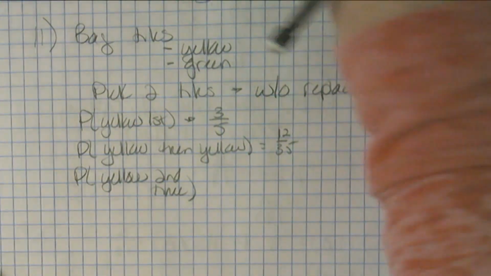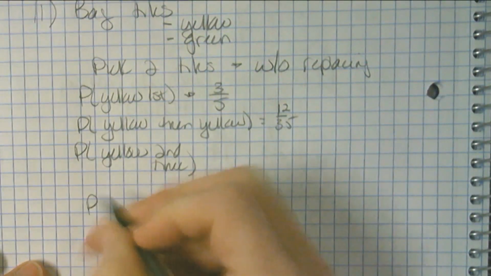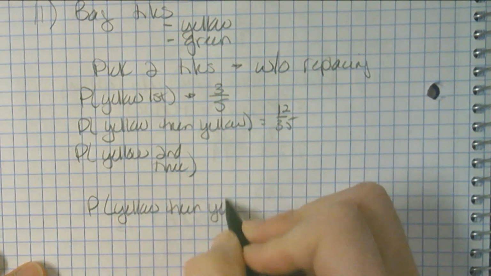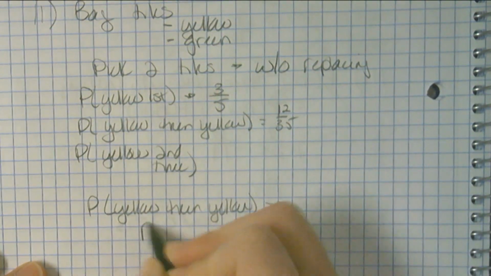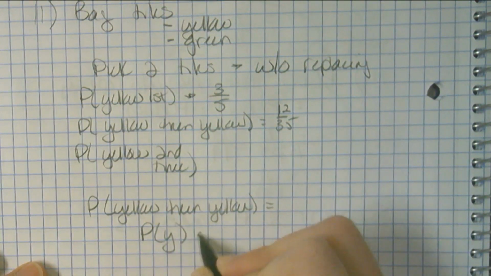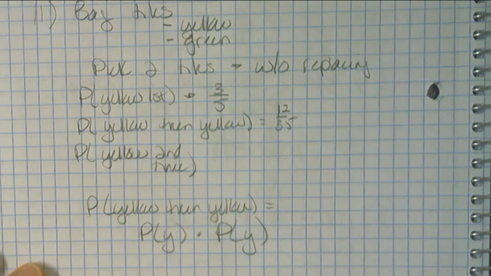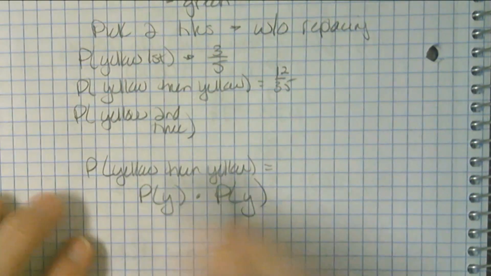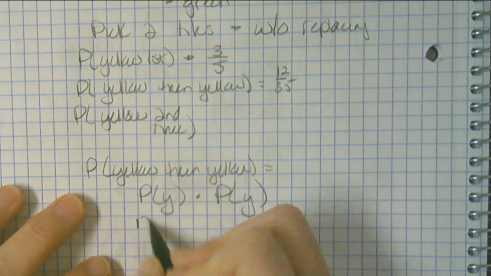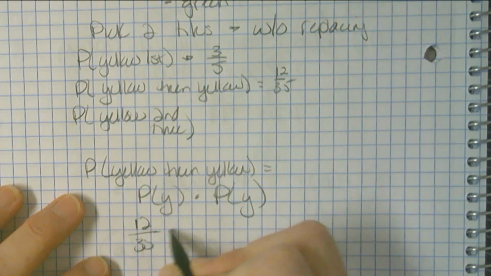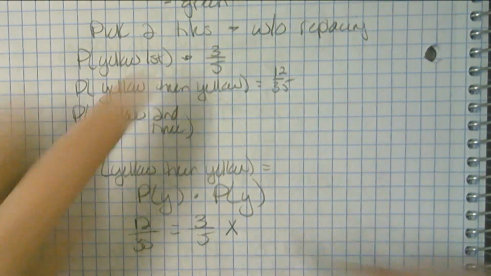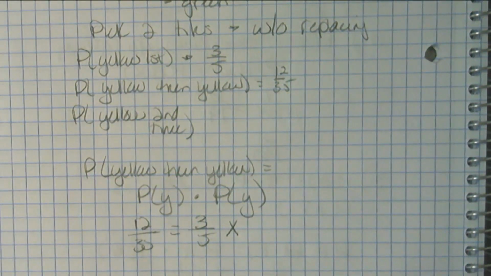And again, I'm just using the same formula. Probability of yellow, then yellow, is equal to the probability of yellow times the probability of yellow. All right, well, I know the probability of picking yellow then a yellow. That's 12/35. I'm going to set that equal to 3/5 times x. So I would do exactly the same math.